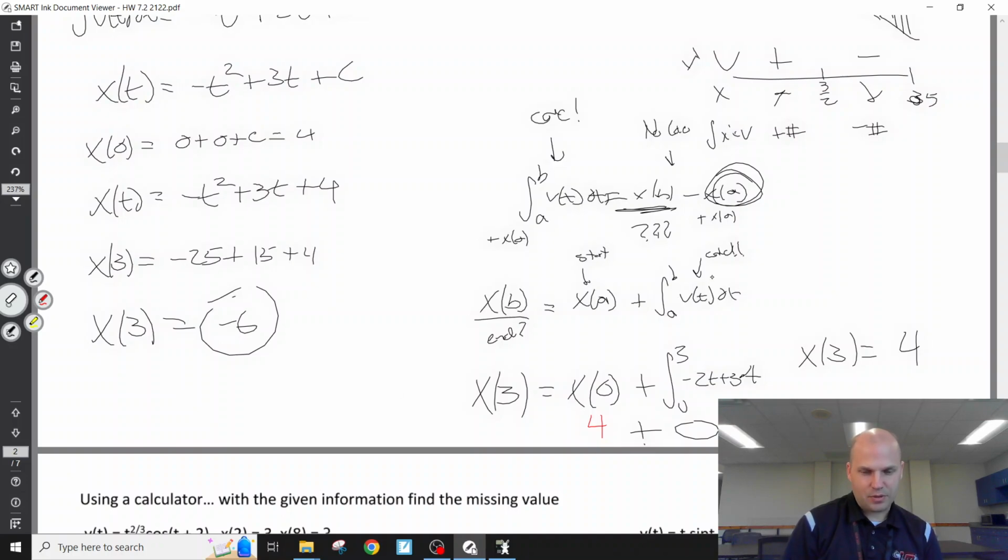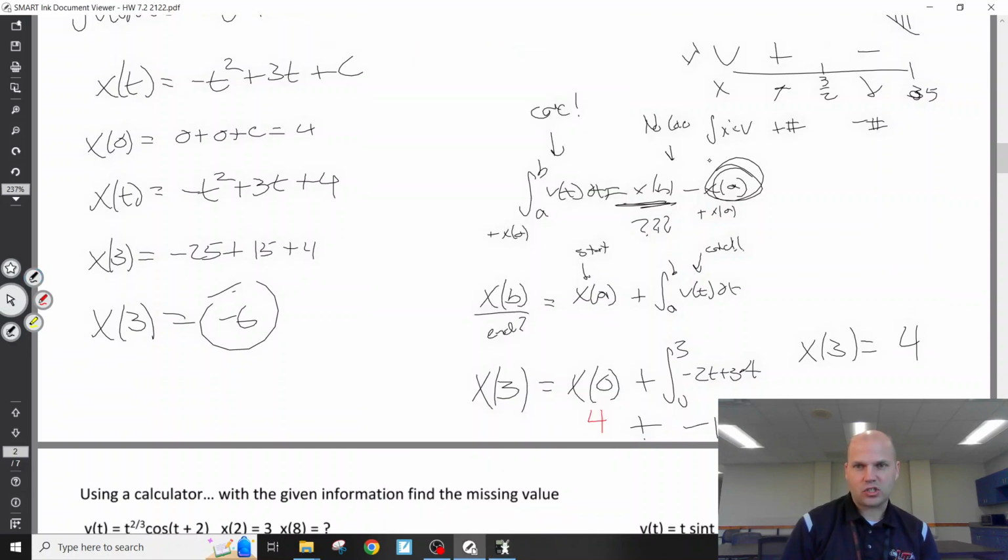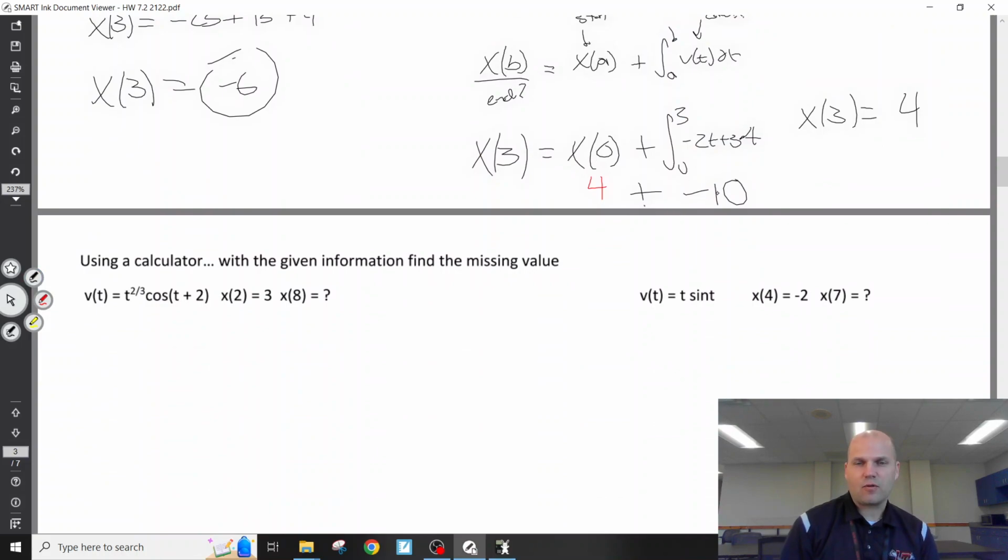Watch me find that same position simply by saying, oh, what is my displacement from 0 to 5? That's negative 10. That means I end up 10 to the left of where I started. Add that to my starting position. If you end 10 to the left of where you started, boom, there's your answer, negative 6.